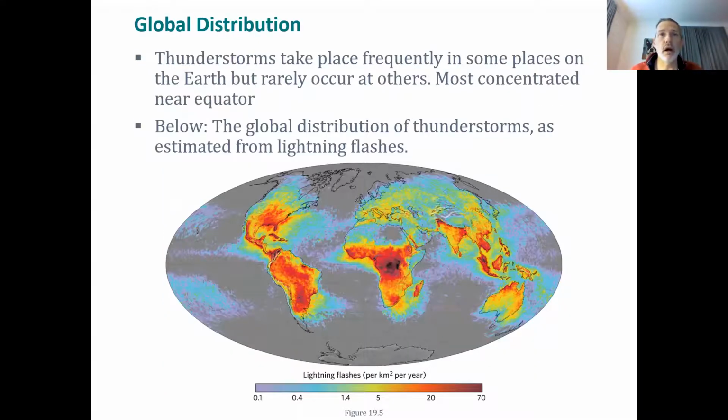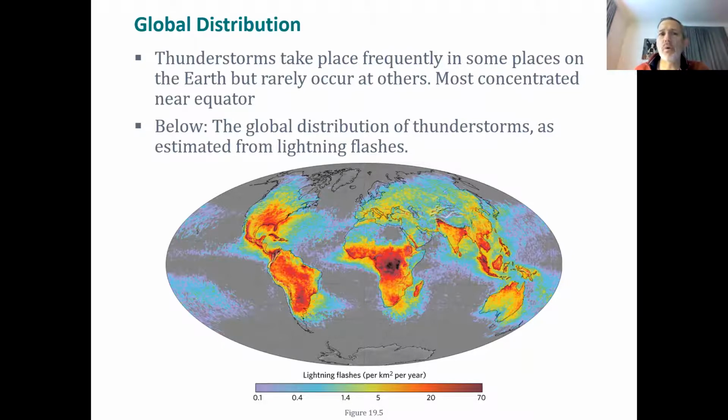Now, thunder, as you already know, is the rapid expansion of air associated with lightning. The lightning is actually causing the thunder. It's causing that air to very quickly heat up. And so thunderstorms take place frequently in some places on Earth, but rarely in others.